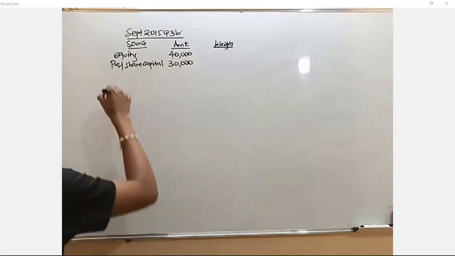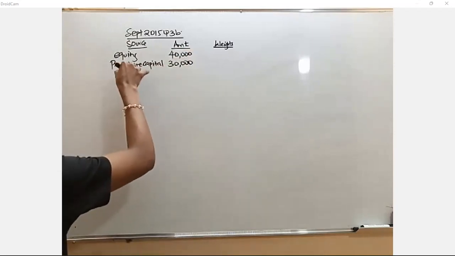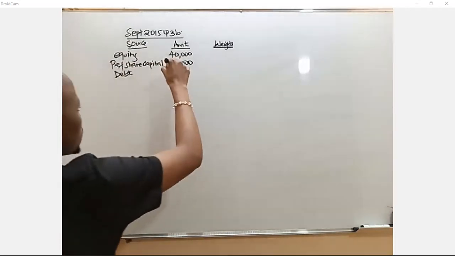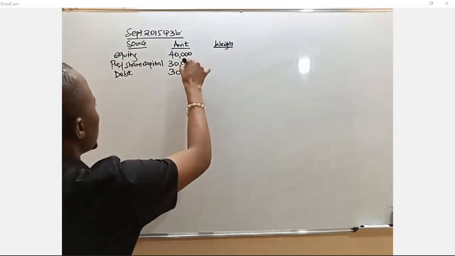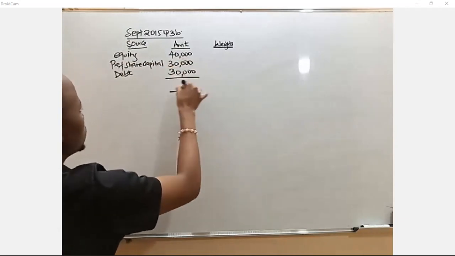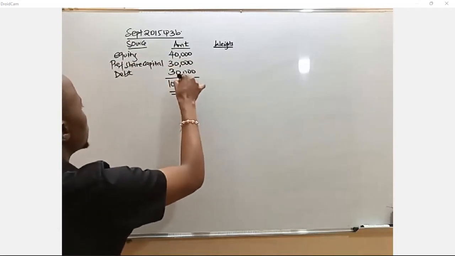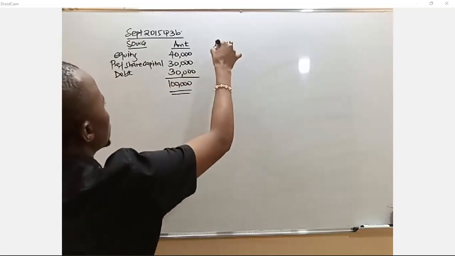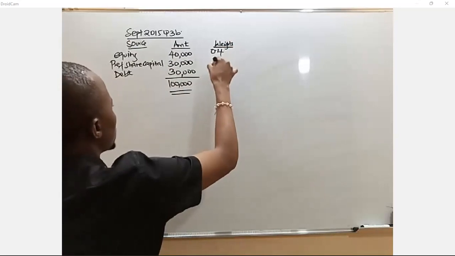Then we have our debt. Our debt is combined: the 6% debenture and the 8% term loan for 20,000, totaling to 30,000. So the total value is 100 million. So what are the weights? This one gives you 0.4, this 0.3, and this 0.3.